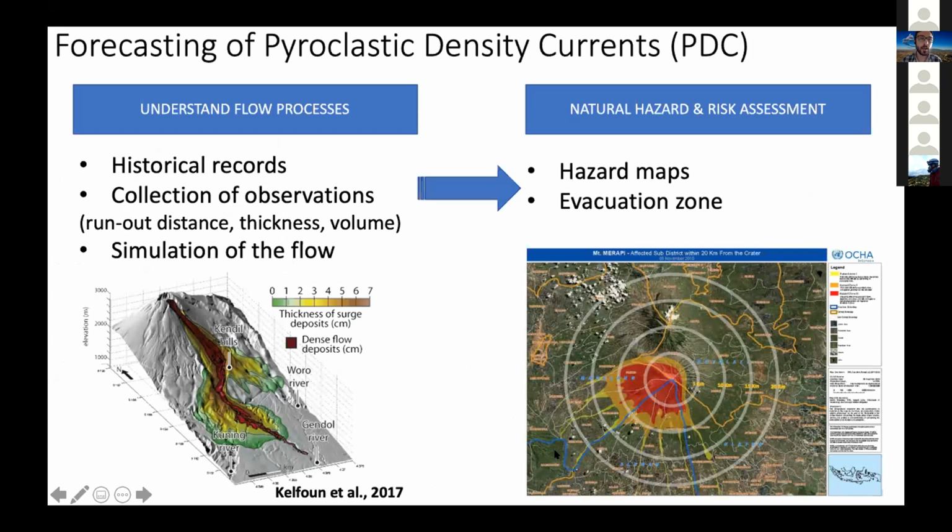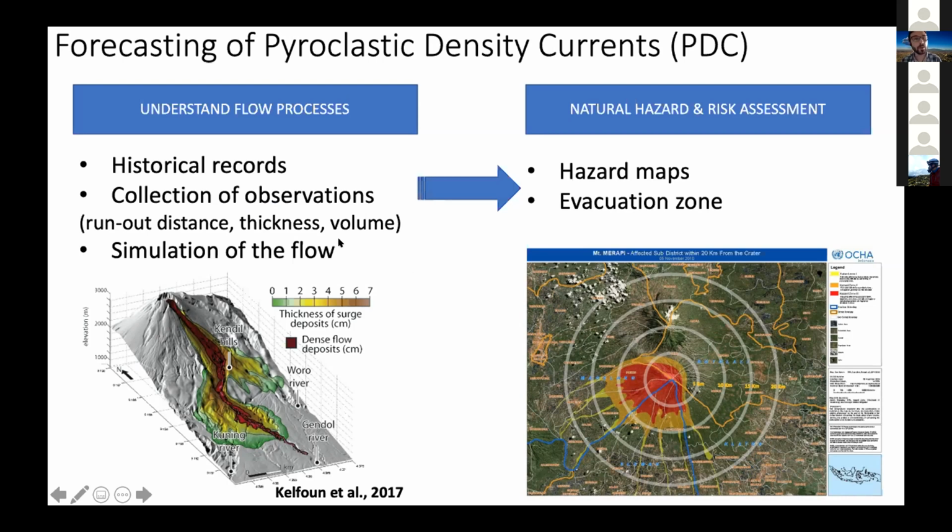How can you understand and forecast these pyroclastic density currents? First, you need to understand the flow processes, and you do that through historical records, the collection of observations such as the distance, the thickness, and the volume, and also the simulation of the flow. The simulation of the flow takes the volume as an input and gives you the run-out distance, and you can run a series of multiple simulations to get a better grasp and to constrain the hazard maps and the evacuation zone. Here is an example at Merapi of a flow model and the corresponding hazard zone.